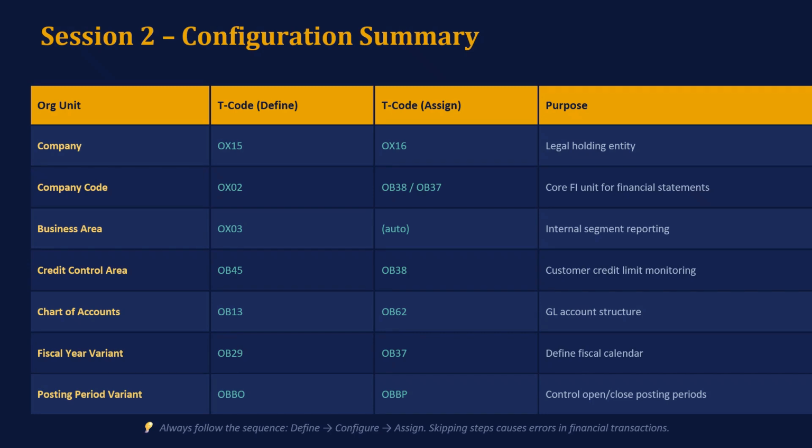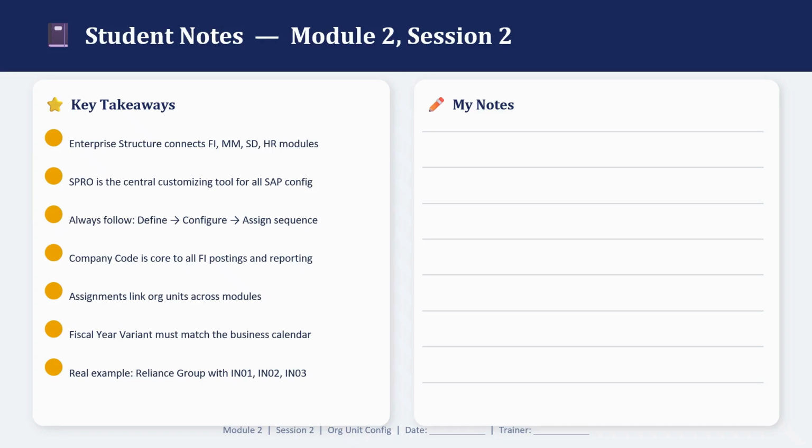And then student notes, module 2 session notes, key takeaways. Enterprise structure connects the FI, SD, HR modules. SPRO is the central customizing tool for all SAP configuration. Always follow the define, configure, assign sequence. Company code is core to all FI postings and reporting. Assignments link organization units across modules. Fiscal year variant must match the business calendar. Real example: we covered the Reliance Group, for example.